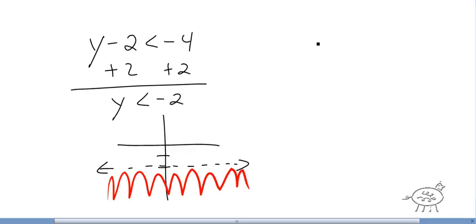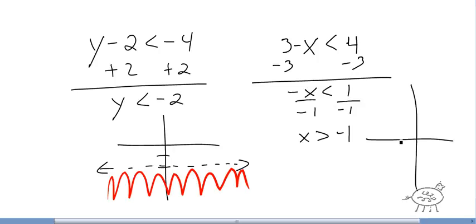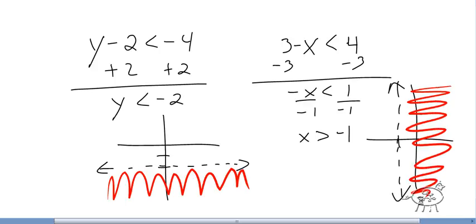If I ask you to graph 3 minus x is less than 4, you're going to subtract 3 from both sides. So -x is less than 1. Divide both sides by -1. Now you switch around the inequality: x is greater than -1. And then once again you graph it. Here's -1. It's a dotted line. And it's greater than that, so I'm going to shade where it's greater, on the right-hand side.